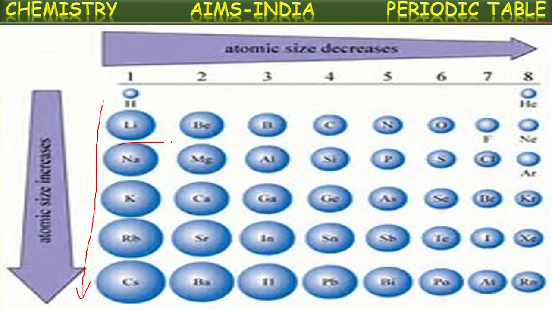In a period, atomic size decreases from left to right as nuclear charge and outer electron cloud increase. Between these two, attraction increases and hence size decreases. Okay, this is about the variation of atomic radius in the groups and periods. In groups it increases, in periods it decreases.